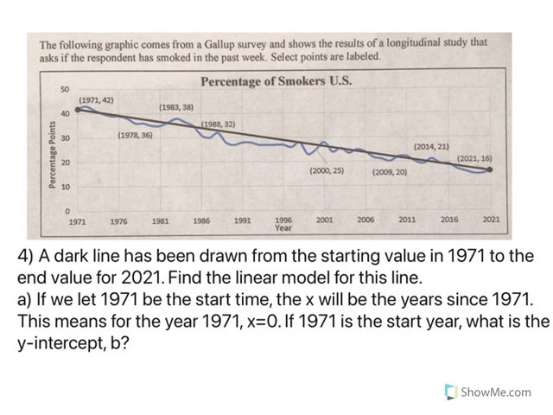If we let 1971 be the start time, the X will be years since 1971. That means for the year 1971, X equals 0. If 1971 is the start year, what is the Y-intercept? Well, here's 1971, so we're saying here X is 0. We go up. That tells us that B is 42.